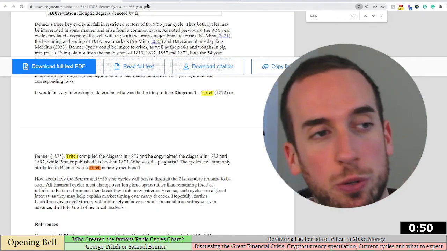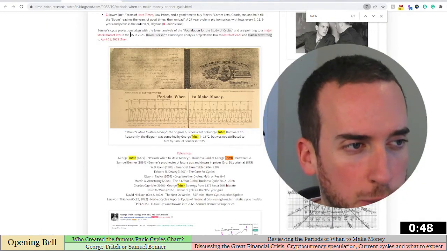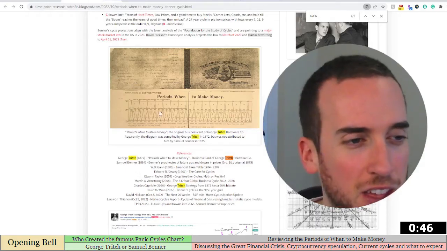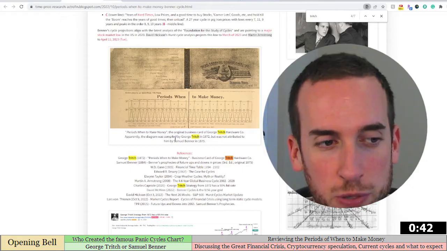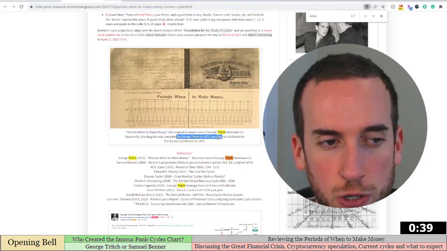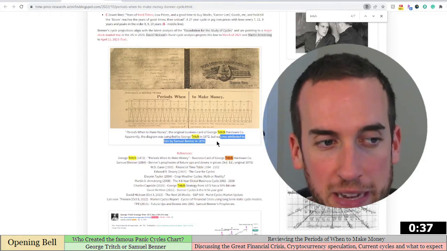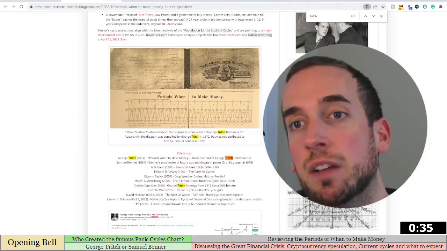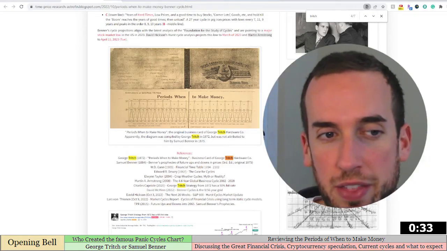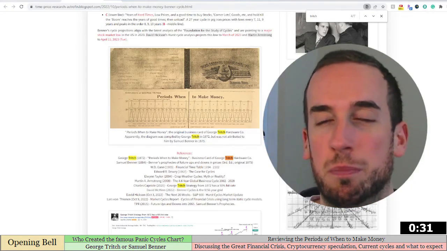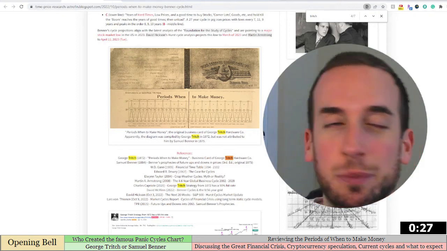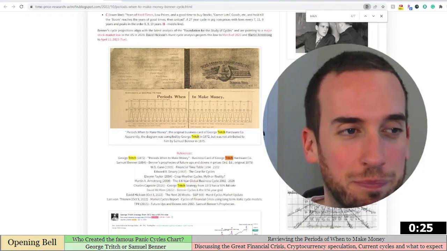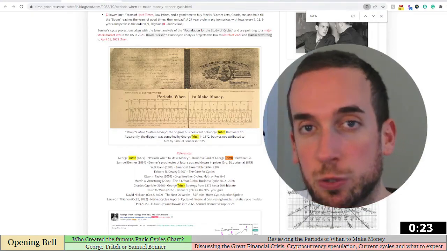So we have this author who calls this out, and then we have another blog post on Blogspot where this author says, apparently the diagram was compiled by George Tritch in 1872, but was not attributed to him by Sameul Benner in 1875. So this person recognizes as well that this was created before Sameul Benner had his prophecy, whatever. So I just wanted to call those out, clear up any confusion.